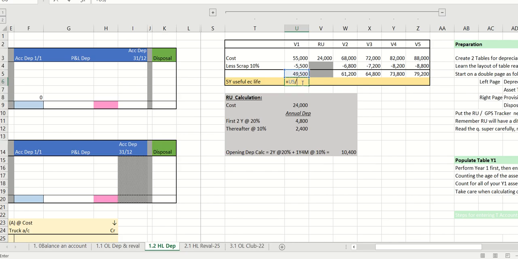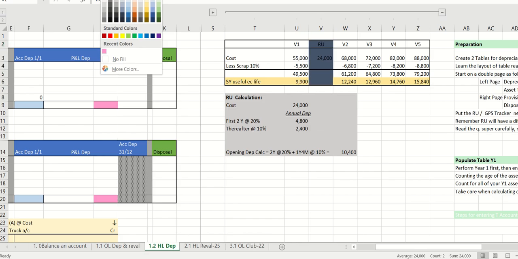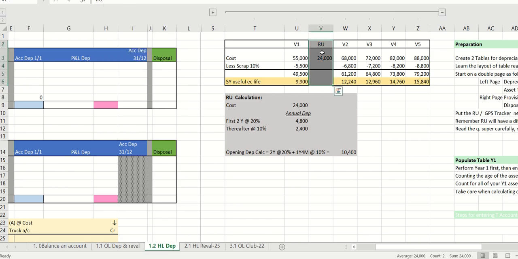And we're going to write that off over 5 years. So every year we're going to be putting 49,500 divided by 5 into our P&L to show the reduction in value of the asset over its useful economic life. Notice that I have the RU listed, but I am not using that calculation for the RU because RU is following a different depreciation process. And we'll talk about that after. We'll do everyone else first and we'll come back for the RU.